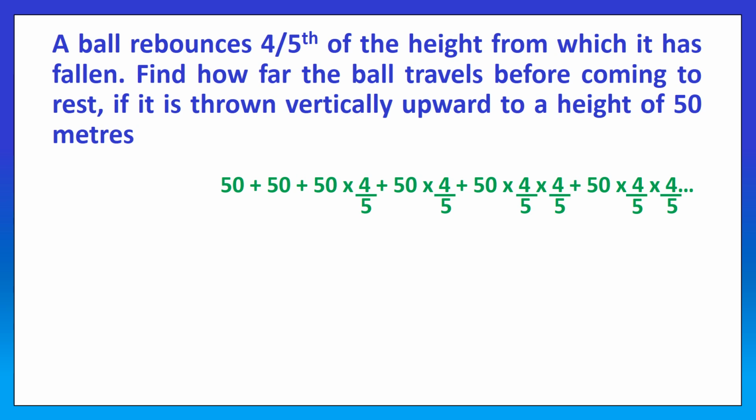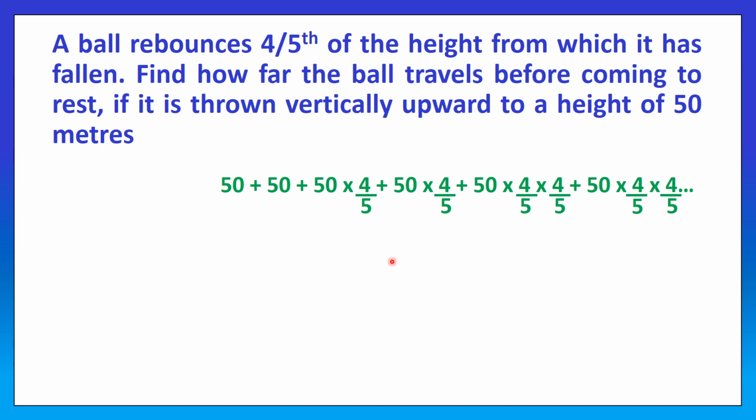Now let us consider a question. A ball rebounces 4/5 of the height from which it has fallen. Find how far the ball travels before coming to rest if it is thrown vertically upward to a height of 50 meters. So we have to find out the total distance travelled by the ball before coming to rest. That is given here. Let us see how this is obtained.